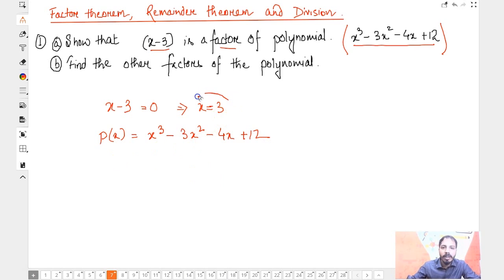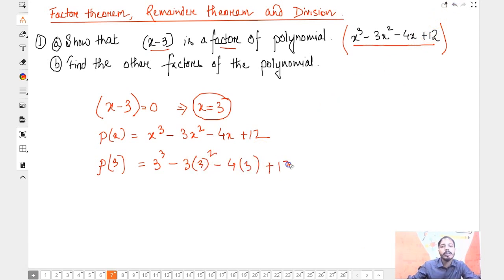Now, if I put this value, that means I am checking whether this is a factor or not. So for that, I am checking what's the remainder. So if I put this value here, what will I get? 3 cube minus 3 into 3 square minus 4 into 3 plus 12. What do I get? Now this is 27, this is also 27 and this will get cancelled, and this is minus 12 and this is plus 12. This will also get cancelled and ultimately I will get 0.